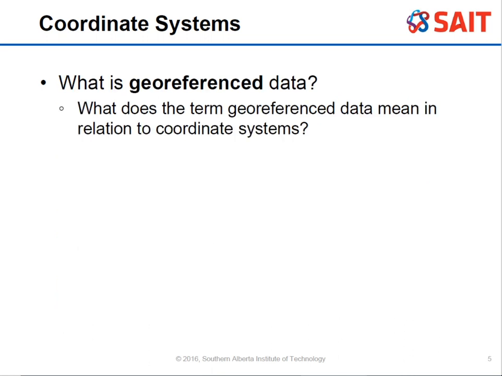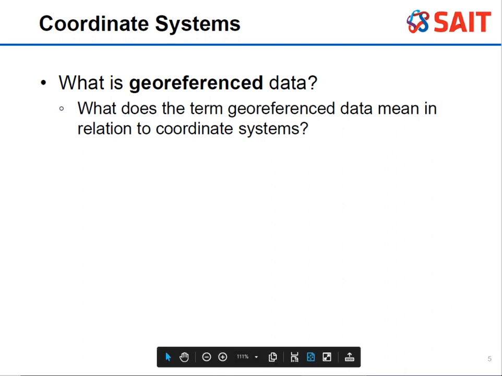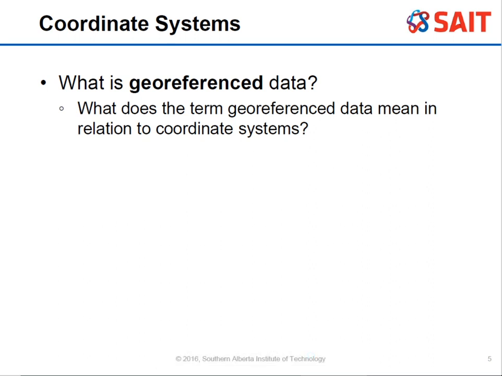So when we say georeferenced data, going back to the previous lecture, geo is Earth, referenced means based on something. So it is data that is based on the Earth. And what does that mean in terms of coordinate systems? Well, it means that we need to know where something is located on the Earth's surface so that we can actually position it accurately every single time.